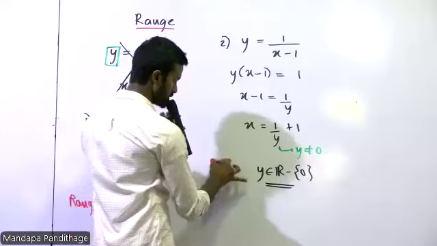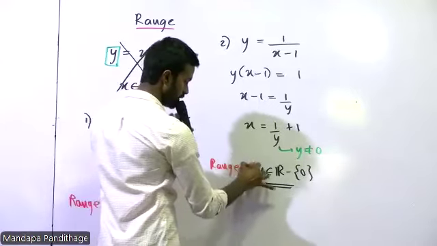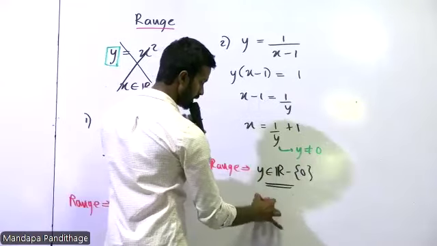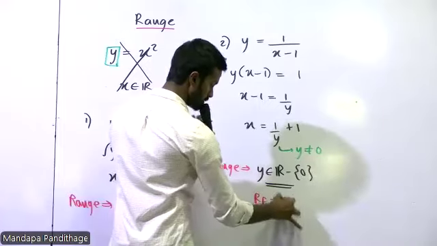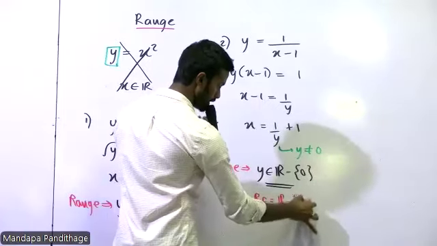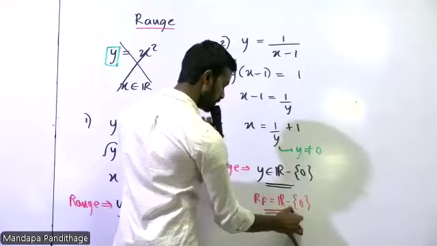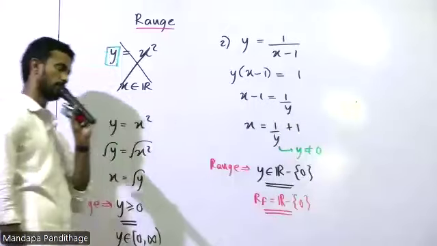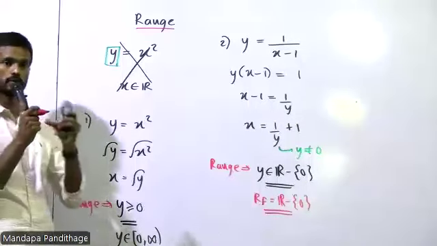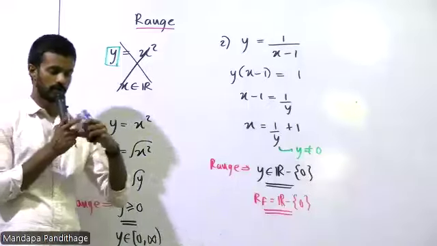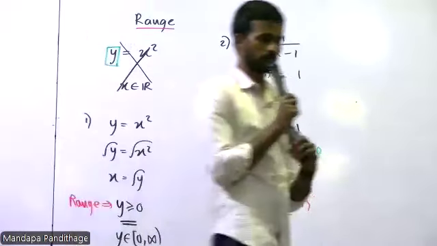You can either write this in this way, or as mentioned before, you can write RF. The range is equal to any real number excluding 0. Excluding 0. Okay, hands up if you understood this.